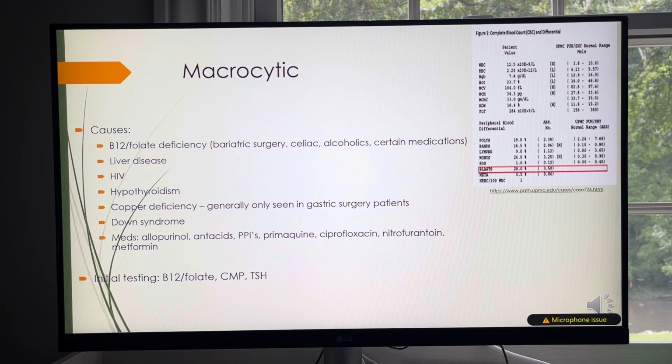So for these patients, you want to evaluate the medications that they're taking. Check a serum B12, check a serum folate, check the hepatic function. Consider hypothyroidism. Copper deficiency, you're generally only going to see that in gastric bypass patients, but consider it in those select few. But generally, B12 and folate is your cause here.